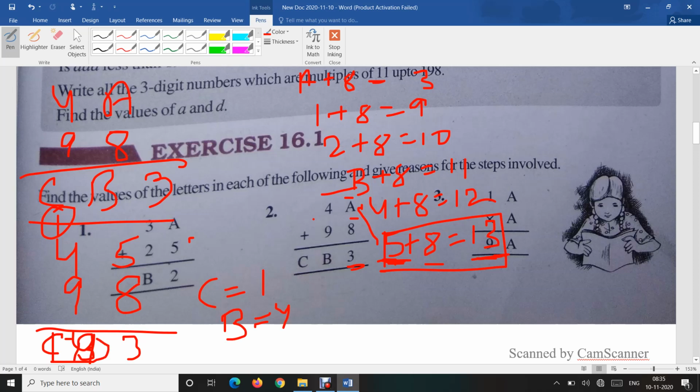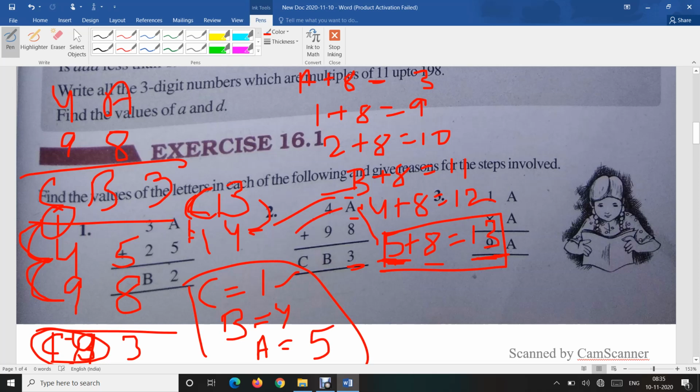Okay, because this CB is the sum of this 9, 4 and this 1 carry forward, and on adding 1, 4 and 9 we get 14. That means CB is replaced by 14. That means the value of C is 1 and the value of B is 4. So you can write C is equal to 1, B is equal to 4, where A is equal to 5. So these are the values which satisfy this question. Hope you understand this also.